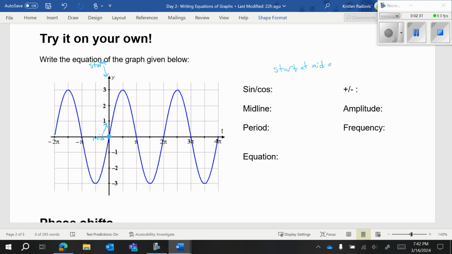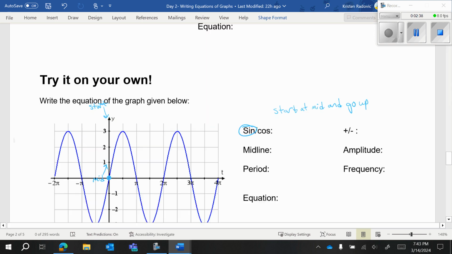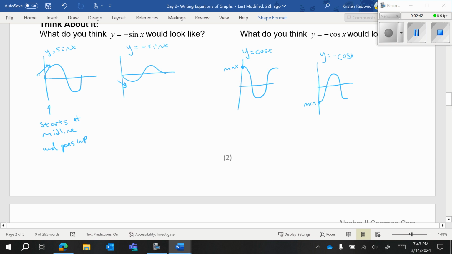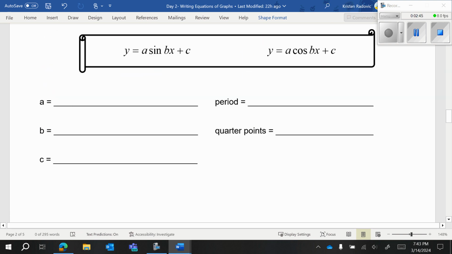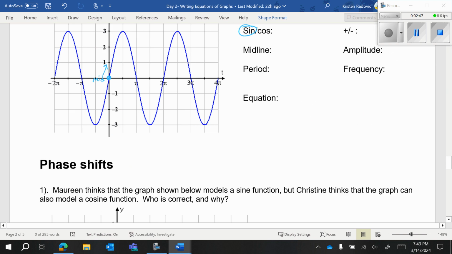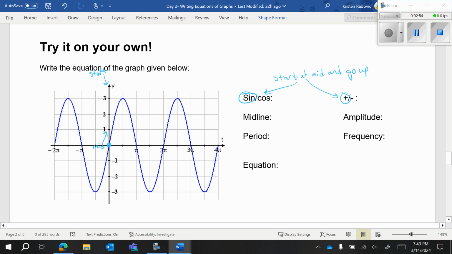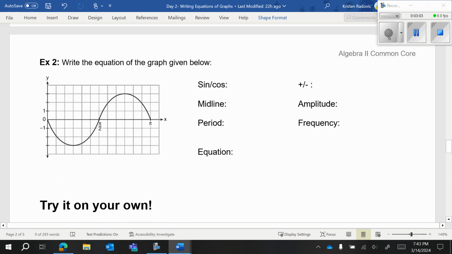We start at the midline and we go upwards. You know what starts at the midline? Sine starts at the midline. If you go back to the chart, which you should have handy, if you start at the midline and go up, that is positive sine. So now that you know you have a positive sine equation, you're going to write y equals positive sine of x.